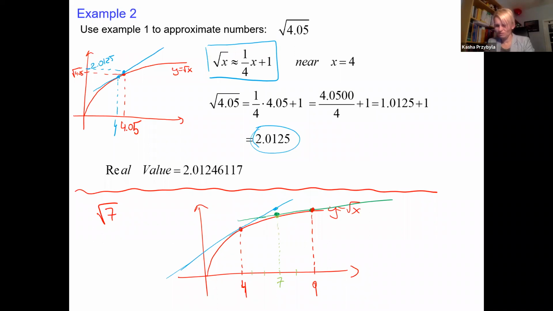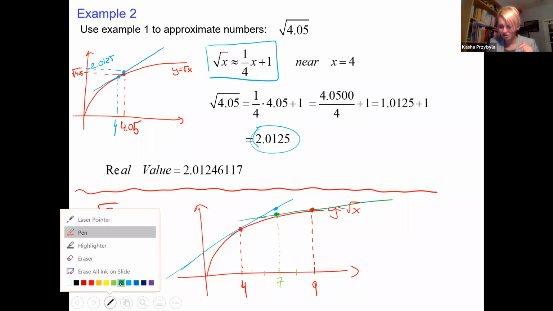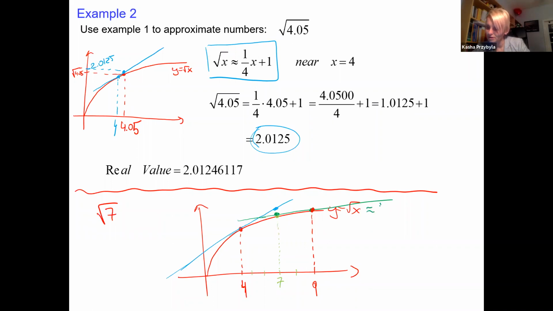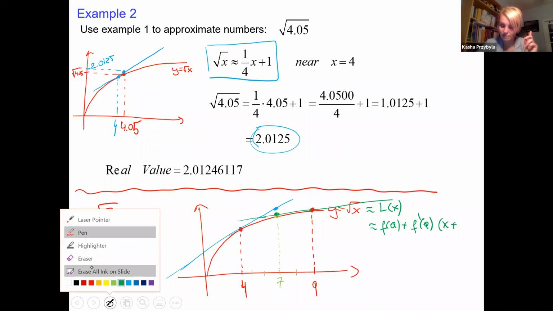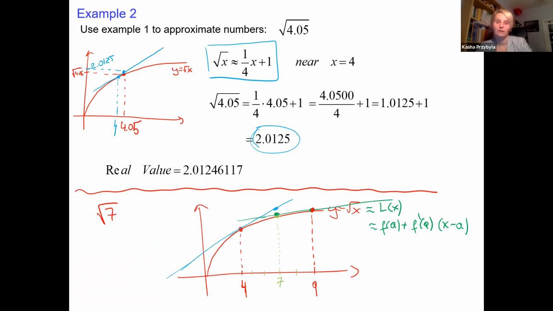Actually, shall we do it? I don't know if I have the slide, but we can even solve it here. We would like to approximate using the linearization, and the linearization is defined as f of a plus f prime at a times x minus a. And my a, of course, is 9 in this case. If I ask you to use the linearization to approximate the square root of 7, we have to use that value 9.